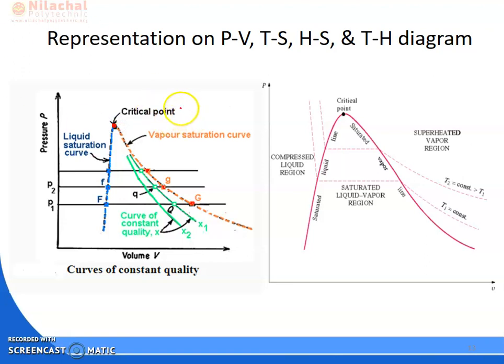At this critical point, what is the temperature? The pressure is 22.06 megapascal, and the temperature is 374.56 or 374.47 something, in degree centigrade. Clear? Here no phase change will occur. If you heat the water, it will be converted to superheated steam. But in this case, 100 degrees centigrade water will be converted to 100 degrees centigrade vapor, and then it is superheated.